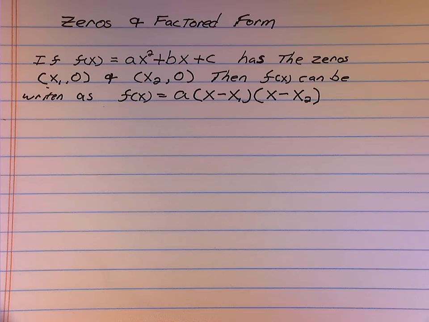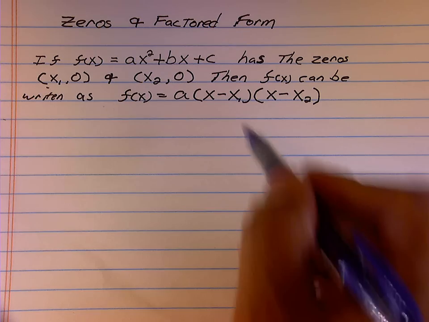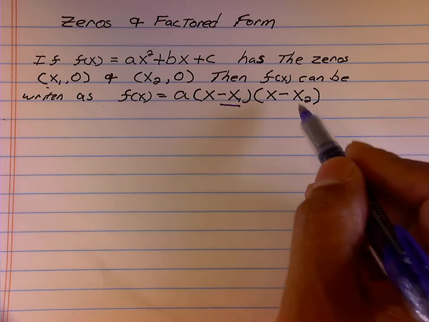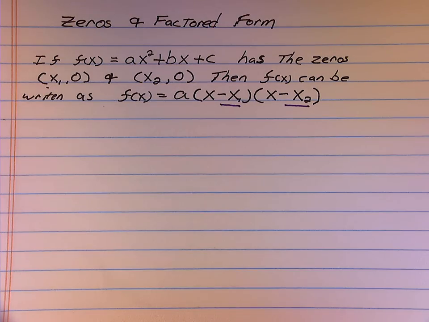Now, if f of x equals ax squared plus bx plus c has the zeros (x1, 0) and (x2, 0), then f of x can be written as, this is the factored form, f of x equals a times the quantity x minus x1 times the quantity x minus x2.